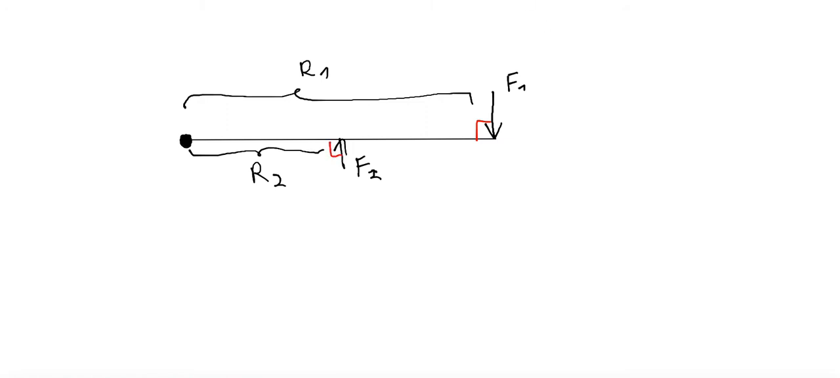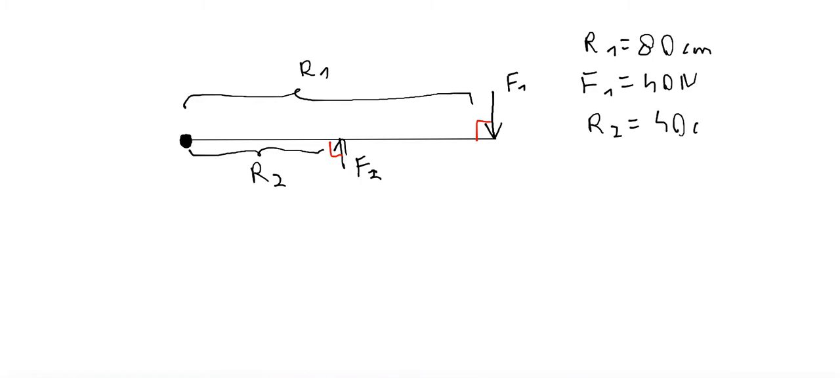Okay, and let's imagine that we have some data. R1 is, let's say, 80 centimeters and F1 is, let's say, 40 newtons, and R2 is, let's take, 40 centimeters, and the value of F2 is equal to 30 newtons. And the question is about the overall or net torque acting on this system.